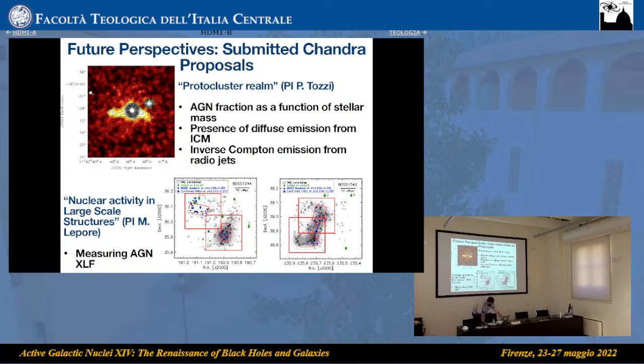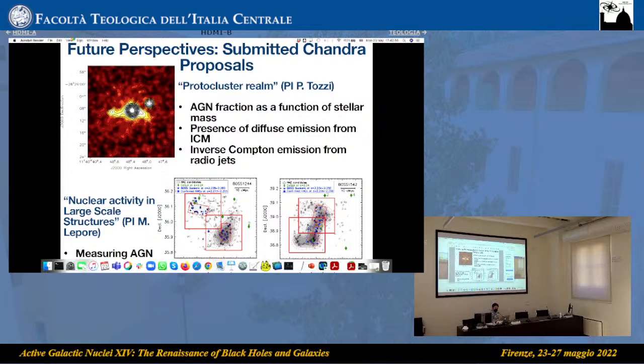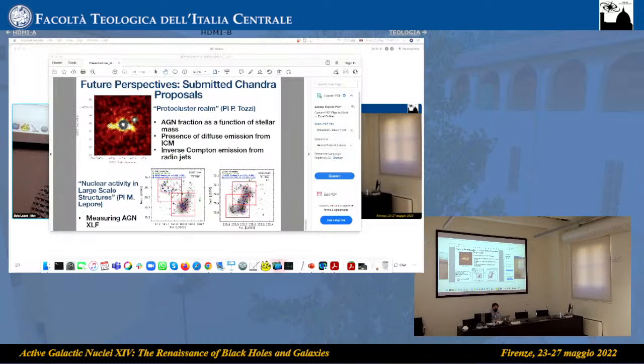Are you not worried about the extinction of the luminosity of H-alpha? We did not take into account the extinction.